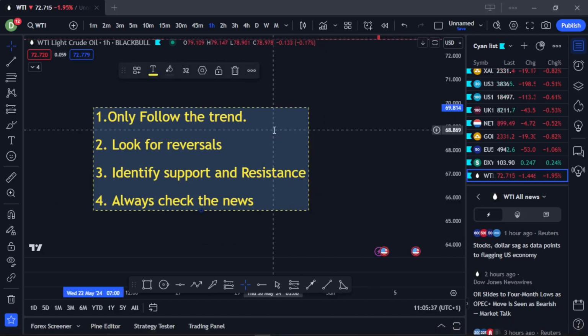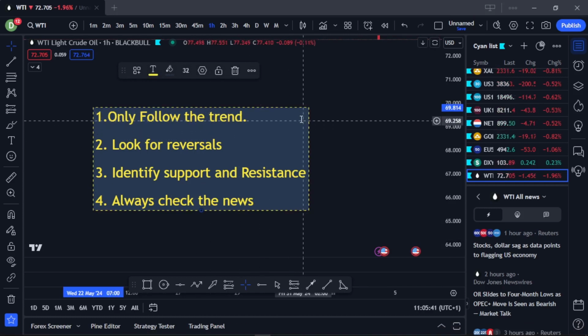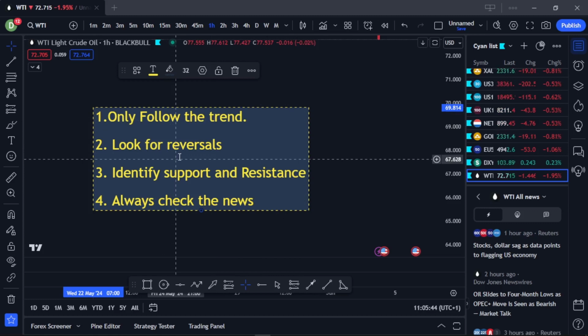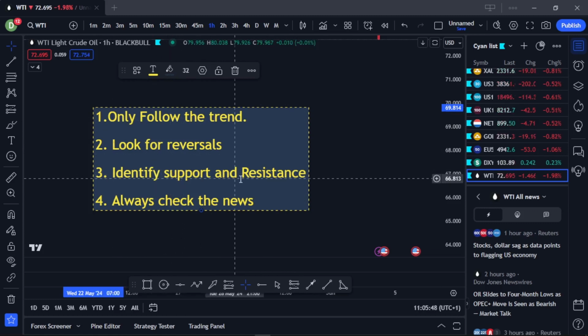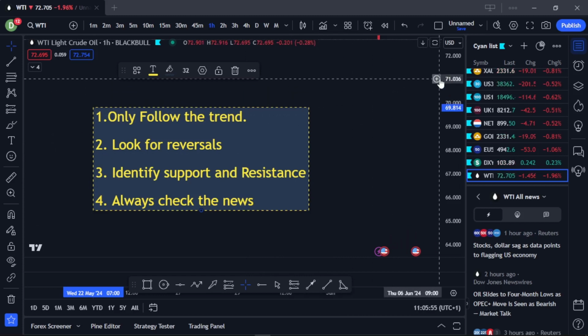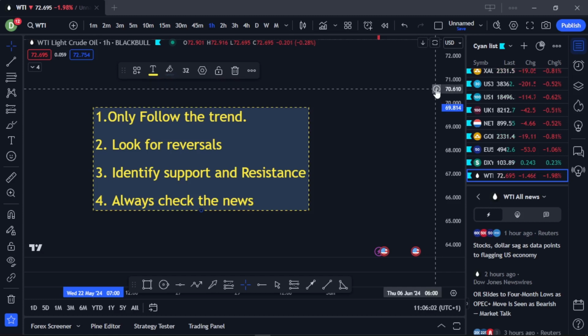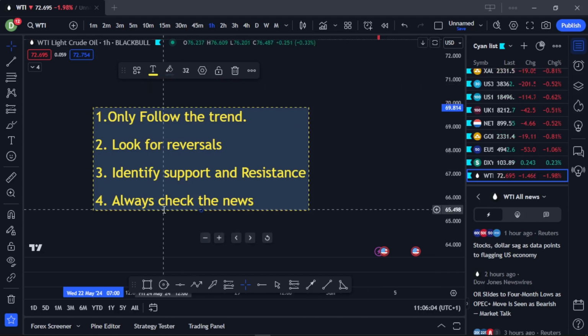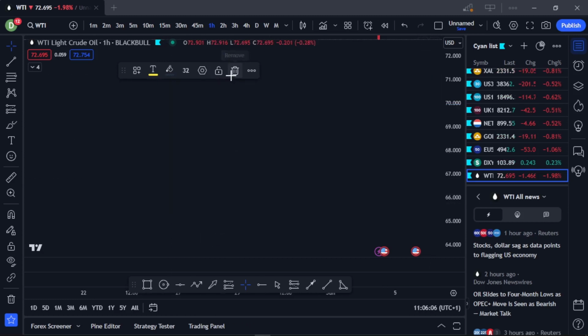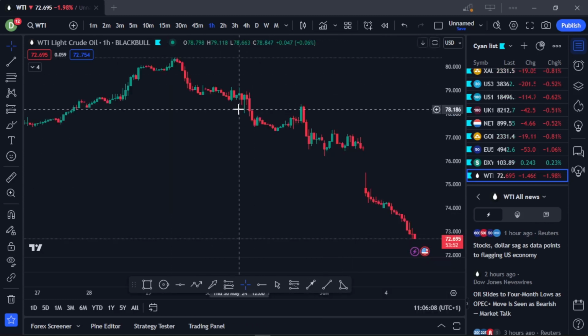So you can just take a screenshot of everything on your screen right now. Only follow the trend. But if the trend has gone too far for maybe weeks or months, then you could be looking for reversals, when you realize that the trend is becoming weak. And number 3, identify your support and resistance area, because they are very important as well, as oil is an energy that will always likely trade from one price point to another. It's either being sold for $70 or it will be sold for $71, so it always moves within this range. And then always check the news as well. Now that is it. So let me just delete it off and then reset my tab.